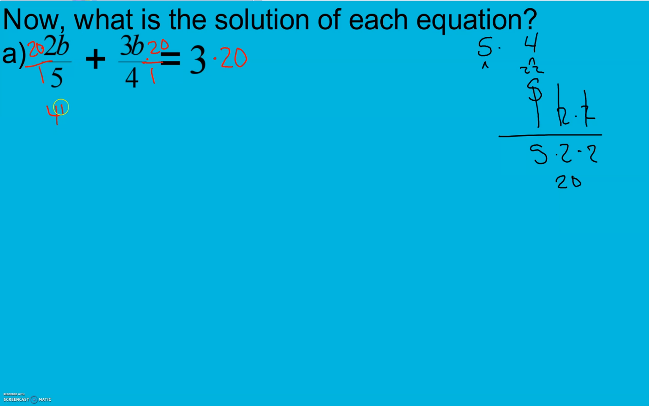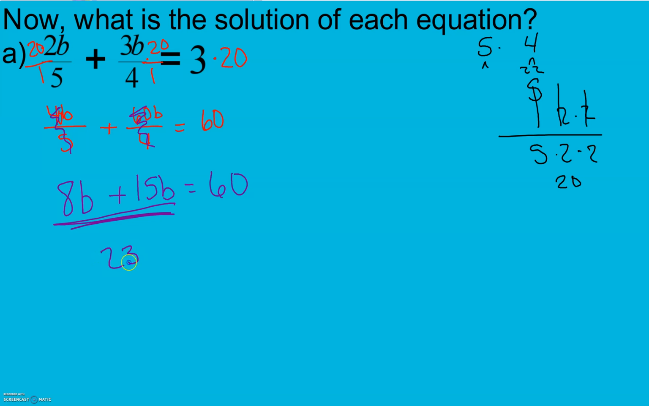Here I'm going to get 40b, 20 times 2, b over 5, plus 20 times 3 is 60b over 4 equals 60. Reduce if we can. 40 divided by 5 is just 8b. 60 divided by 4 is 15b equals 60. Now we can combine like terms. No more fractions, no more reason to panic.